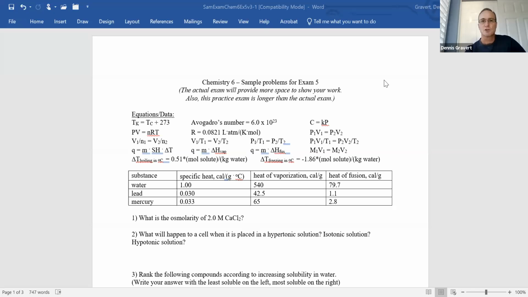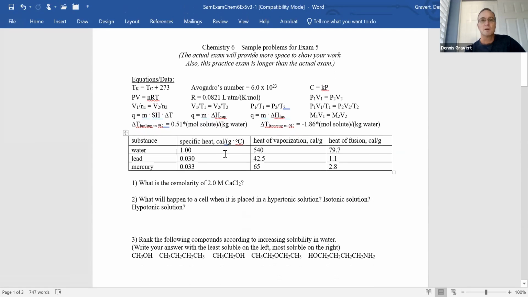I thought I would do a few problems for you. The answers to the entire sample test, of course, are on Canvas. But sometimes it's helpful to see, so I'll work them out step by step. So let's take a look. Unfortunately I don't have time to do the entire sample test, but let me just highlight a few things.